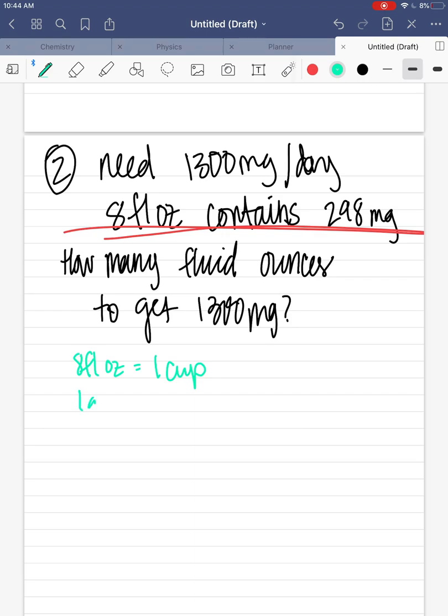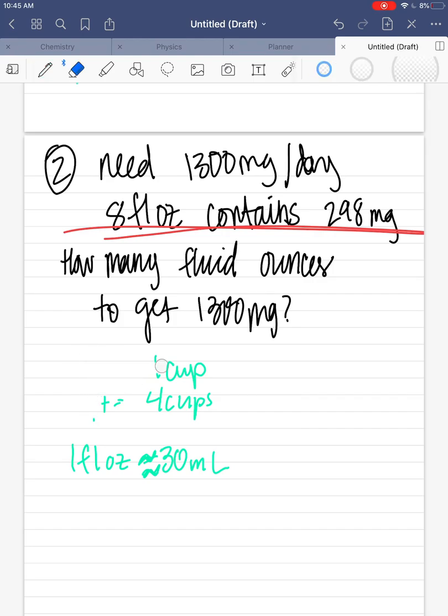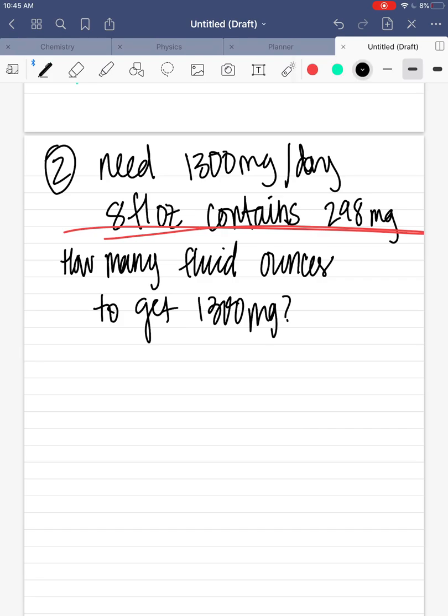I know that 1 quart is 4 cups. Oh, I know what I wanted to say. 1 fluid ounce is equal to about 30 mils. It's like 29.56 or something like that, but we're just going to say 30. Those are a couple of ones that are really good to know. So I'm going to erase those. This is the only one we're really going to use anyway, but I'll rewrite it in just a second.